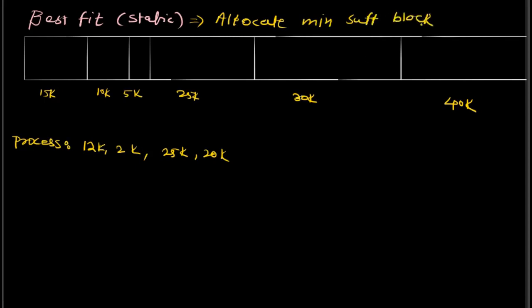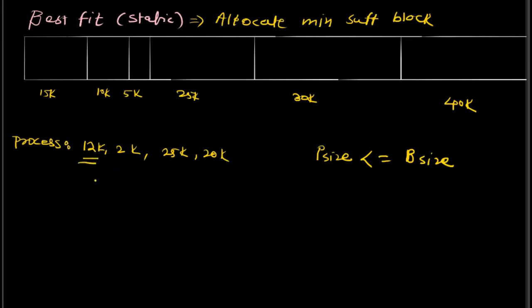What is the meaning of a sufficient block? As we have studied in the last lecture, a sufficient block means process size should be less than or equal to block size. That is called a sufficient block. So we have to allocate a process into a minimum sufficient block. Okay, now we will try to allocate the processes starting from the first process, 12k.